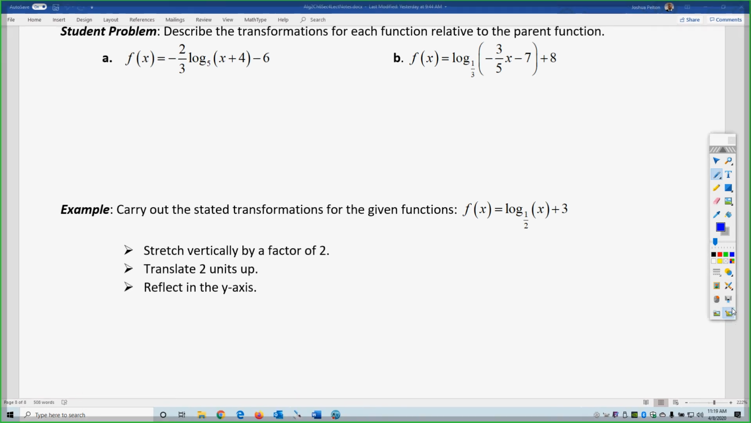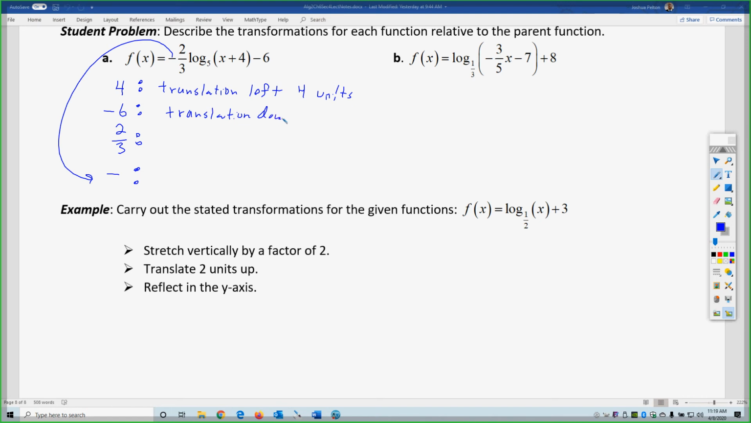Okay, so the student problem with log base 5, what are the things that are being done to it? There's a 4, there's a -6, there's a 2/3, and then there's a negative on the outside there for the reflection. Adding and subtracting are translations. So this is a translation left 4 units. And this is a translation down 6 units. Keep in mind the inside is counterintuitive. Inside affects x, outside affects y.